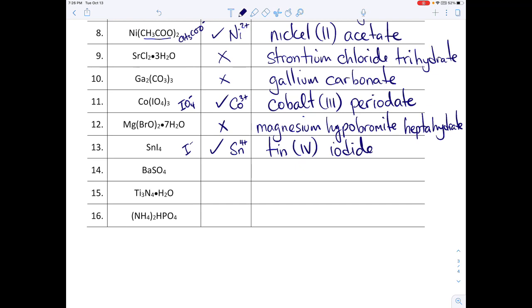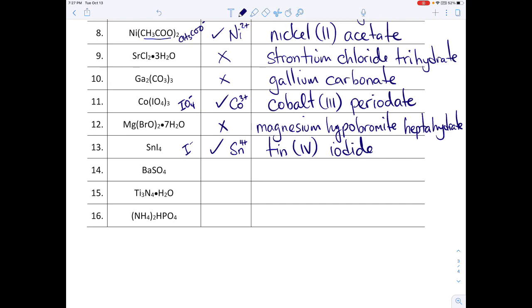So notice when you're naming these complex ions, these ionic compounds, you're just naming the cation. If it's a type 2 cation, you throw in a Roman numeral, and then you name the anion. If there's water attached, then you add on trihydrate, heptahydrate, something like that.